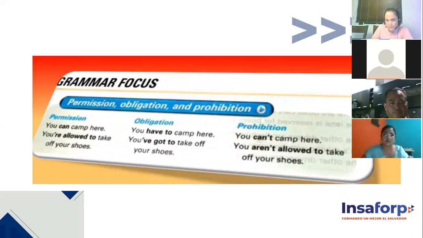Now, I want you to think, how can we use this structure, not only with you, but with other subjects? For example, she, Breeze, Nubia, Blanca, they. I want you to give me examples using other subjects, because only with you is too little practice, I would say. I want to hear more examples with other subjects. Can you please think of some and give me examples? Other subjects, please.